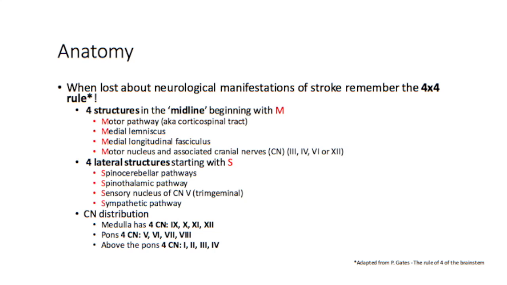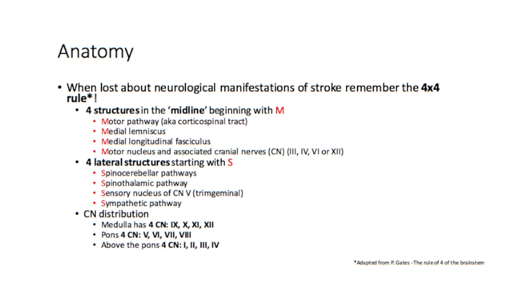There are also four lateral structures starting with S, and that's the spinocerebellar pathways, which carry information from the periphery into the cerebellum, so important for balance and movement. The spinothalamic pathway, which conveys pain information to the thalamus and to the brain. The sensory nucleus of trigeminal 4 is also another lateral structure, and the sympathetic pathway is a lateral structure as well.